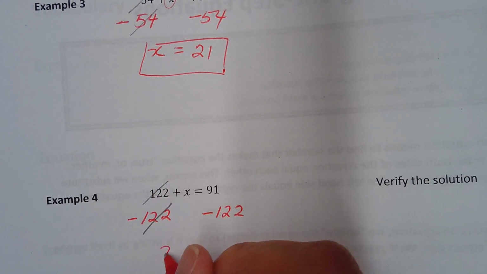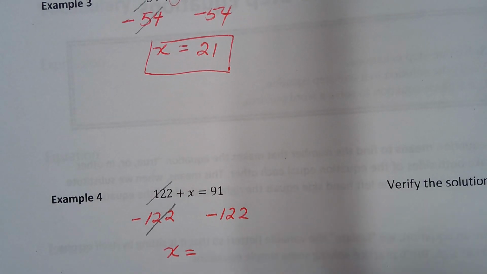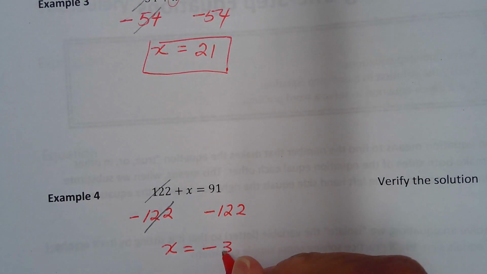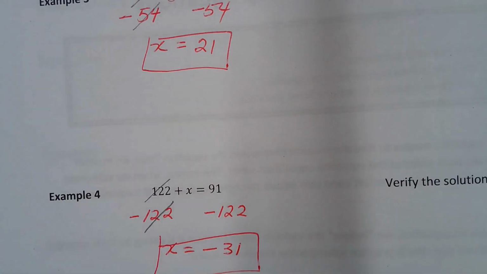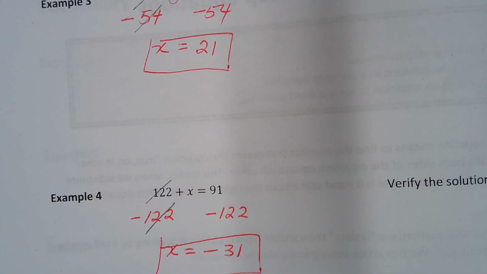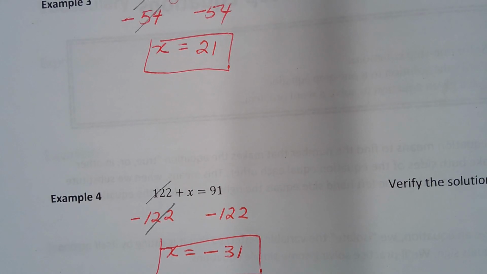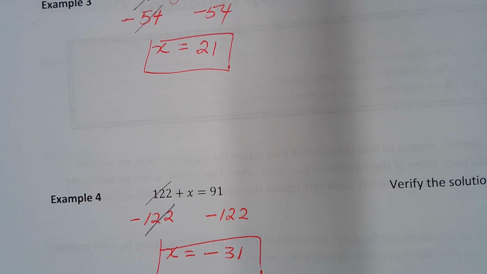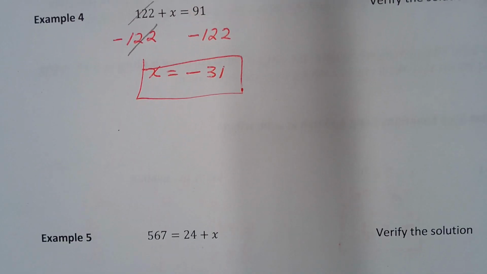What remains is x equals negative 31. Does negative 31 make sense? We have 122, and if I add a negative 31, I'm going to get 91. Yeah, that makes sense, because if you add a negative, some positives get canceled. So it's now net 91. Okay, next one.